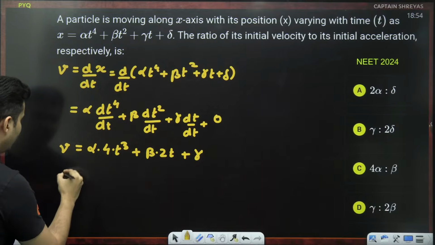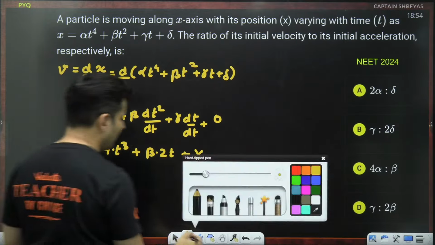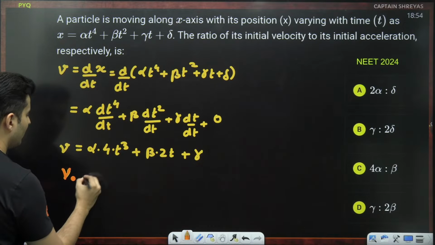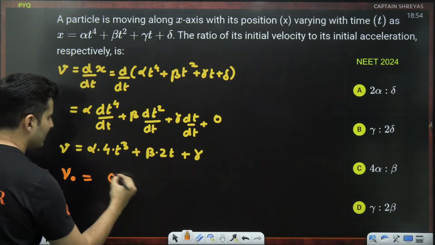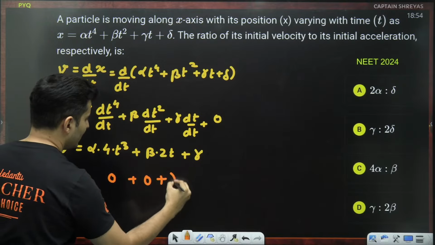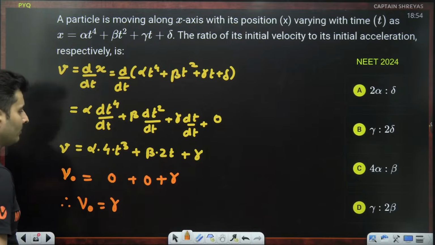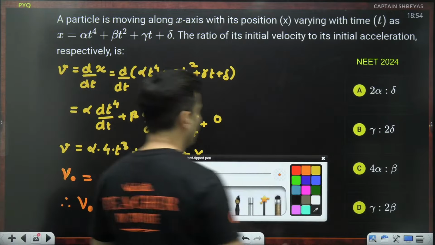This is your velocity. So initial velocity, just think about it. What will be initial velocity? Initial velocity means time is 0. So here it is 0, here it is 0. I'll be just left with gamma. So initial velocity is just gamma.